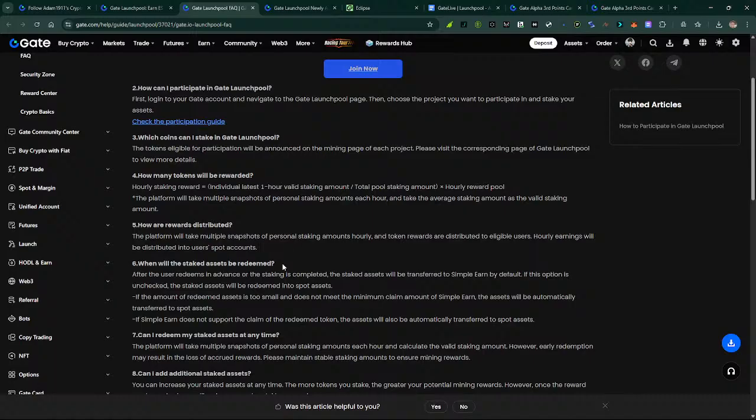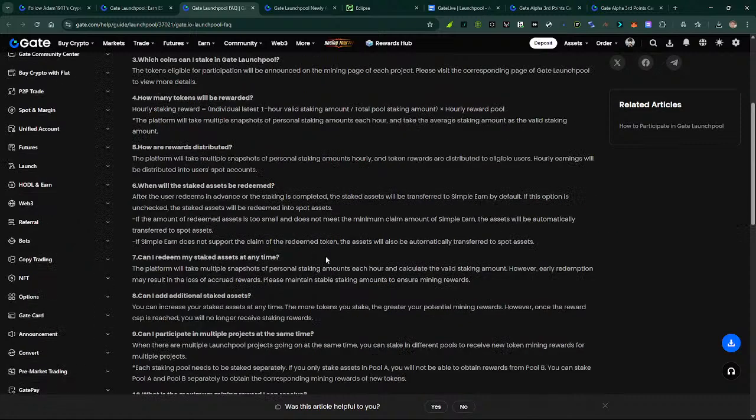And when will the staked assets be redeemed? After the user redeems in advance or the staking is completed, the staked assets will be transferred to Simple Earn by default. If this option is unchecked, the staked assets will be redeemed into spot assets.